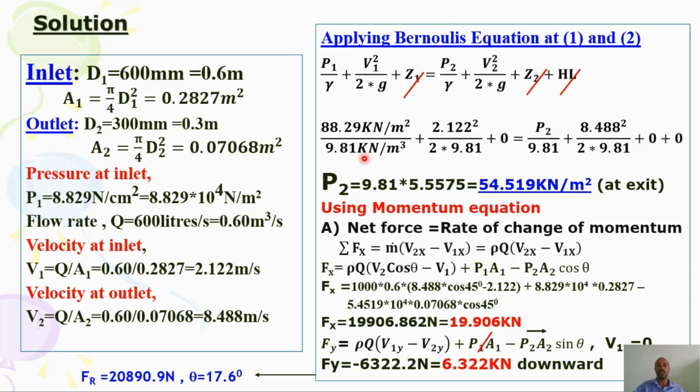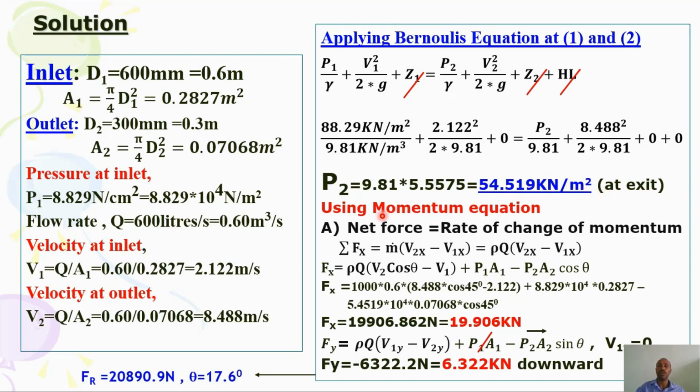So 9.81 kilonewton per meter cube. Since pressure is given in Newton per meter square, to be consistent with the units of measurement, we use 9.81 kilonewton per meter cube. Then cancel this, and you will find the head in meter, then P2 in kilonewton per meter cube. Then you can find kilonewton per meter square. So this is the pressure intensity at exit: 54.519 kilonewton per meter square at exit.